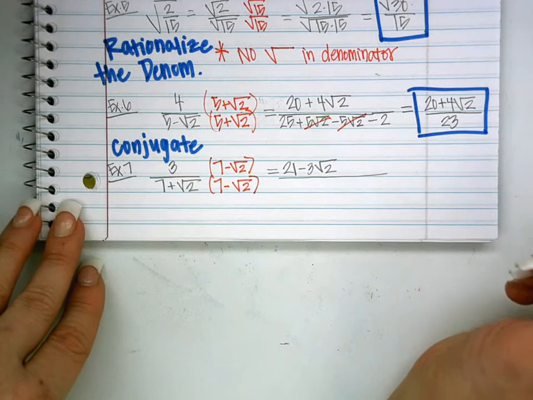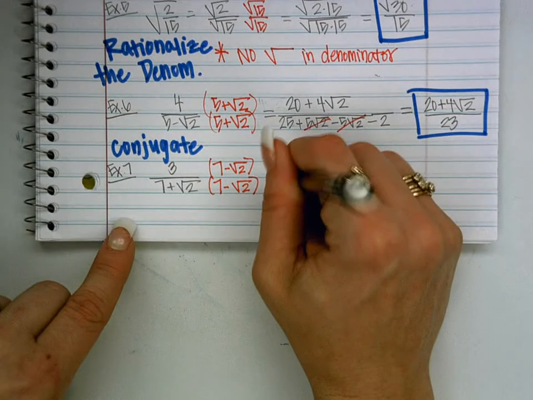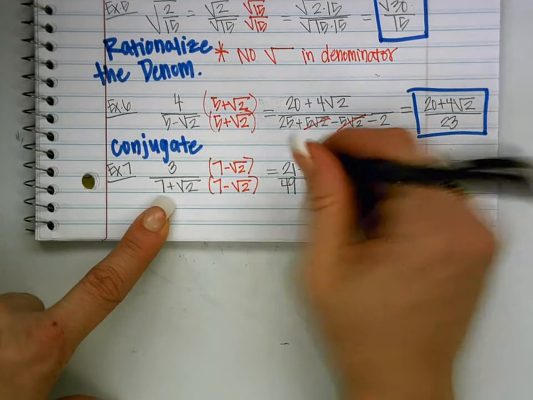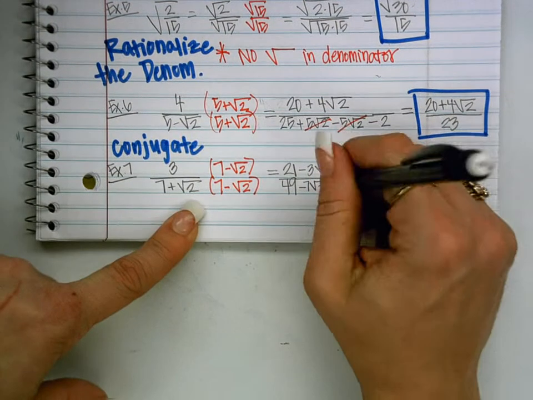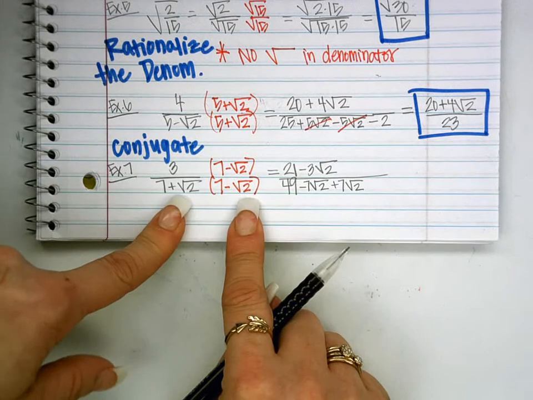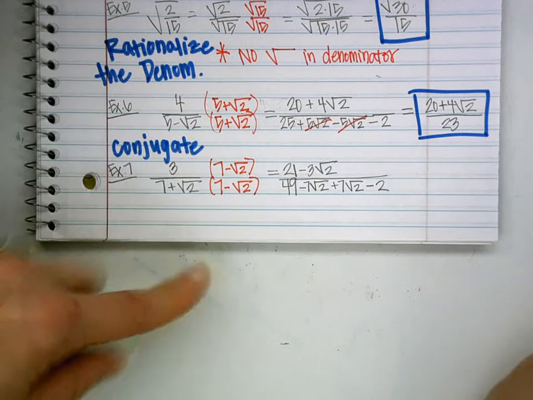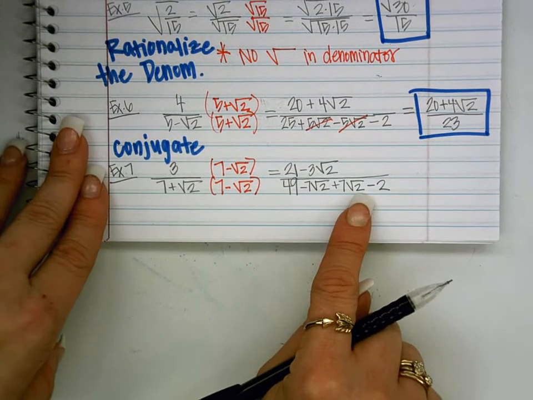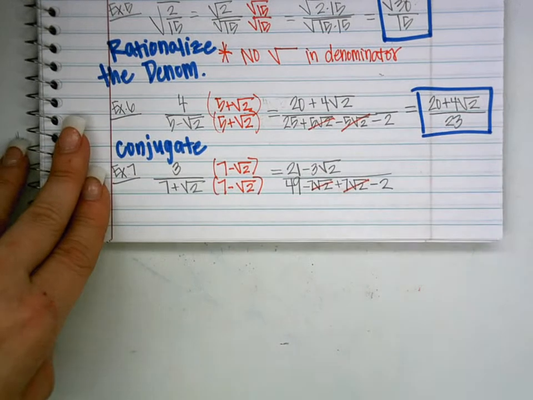In the denominator, you're going to FOIL. First times first, 7 times 7 is 49. The outsides, 7 times negative root 2 gives you minus 7 root 2. Insides gives you plus 7 root 2. And last, positive root 2 times negative root 2 gives you a whole negative 2. Now, you know that you've multiplied correctly if the two middle things, or whatever's attached to the radicals, completely cancel each other out. And these do. So we know that we did this correctly.